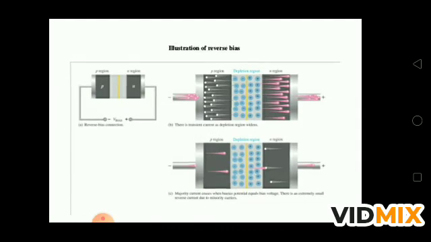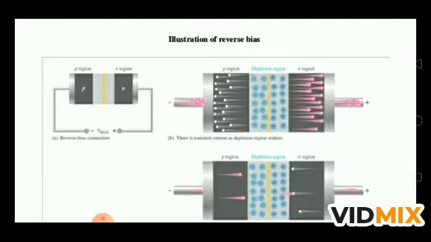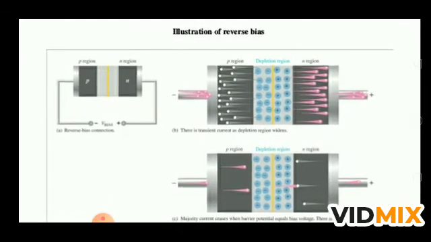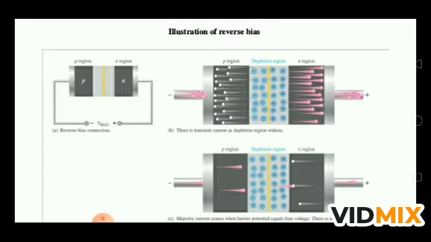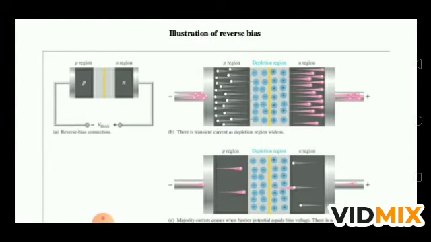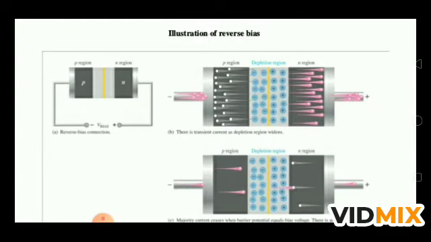Now if you see the diagram of how we connect a reverse bias, the P of the PN junction is connected to the negative of the source voltage, and the N region of the PN is connected with the positive of the source voltage. So this is the way we connect the PN junction in reverse biasing.